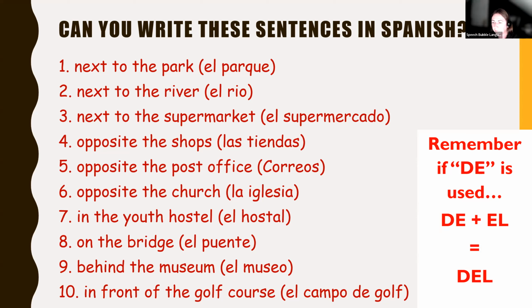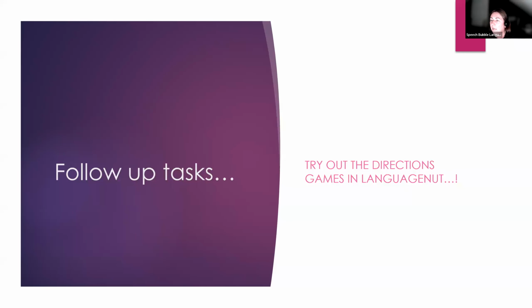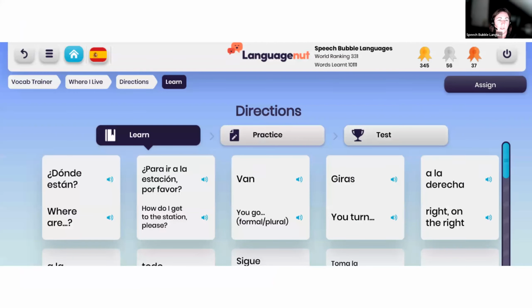Jen will be popping in a directions game in Language Nut, and she's just popped in for me to say that yes, so directions. So you've got learn and practice and test. And you've got dónde están, how do I get to, you turn, you've got left and right, you've got sigue, toma. There's a couple of other things in here as well, just because I can see it on the screen. Gira, which is you turn. Now we've also got tuerza. Gira is just another word that you can use to say you turn. Gira, gira a la derecha. Okay, so you turn on the right. You can also use tuerza. Sigue, toma, dónde, all these things.